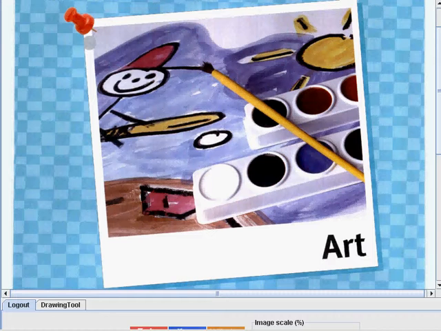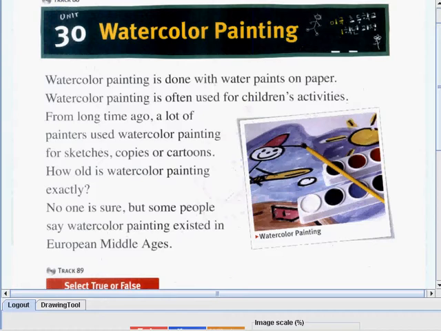Today's topic is related to art. This is Unit 30, and our topic is about watercolor painting. In the picture, you can see a watercolor painting. Now, let's read the passage and find out more about watercolor painting.